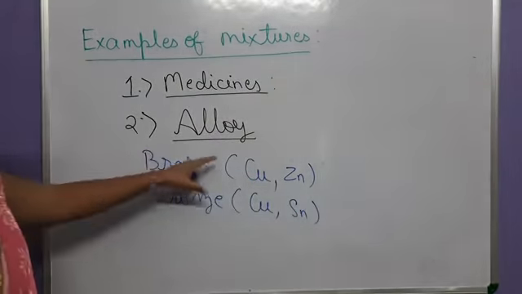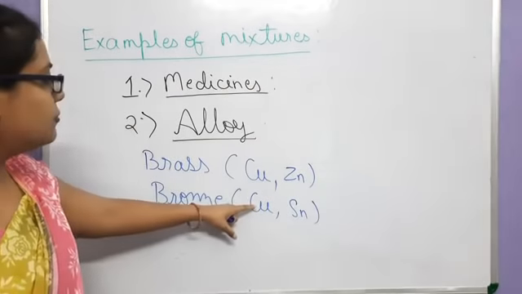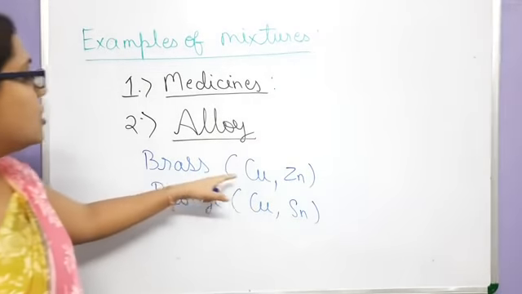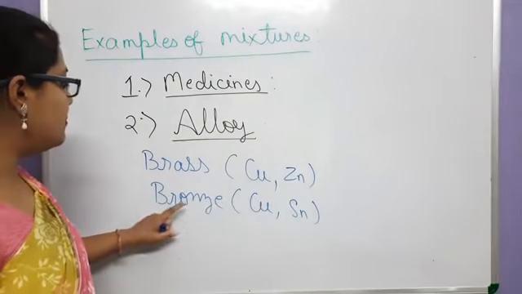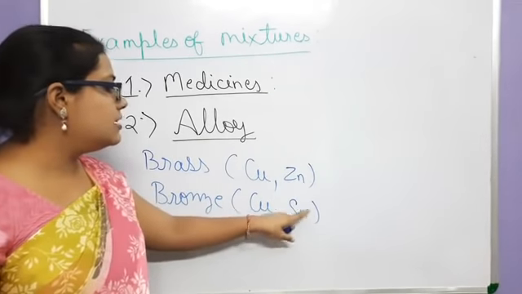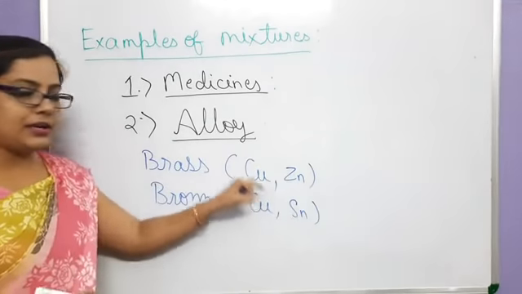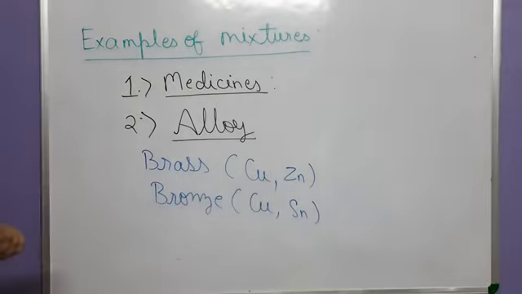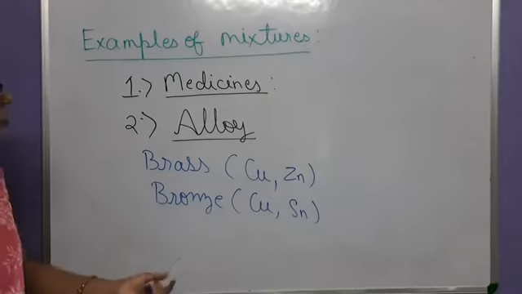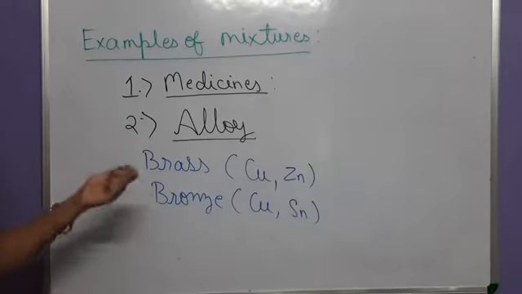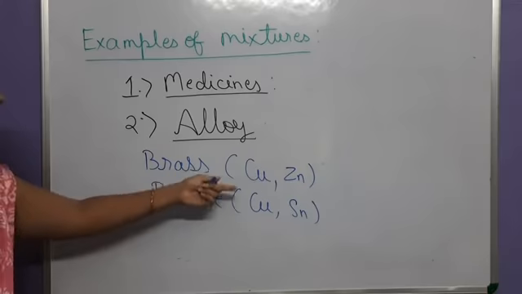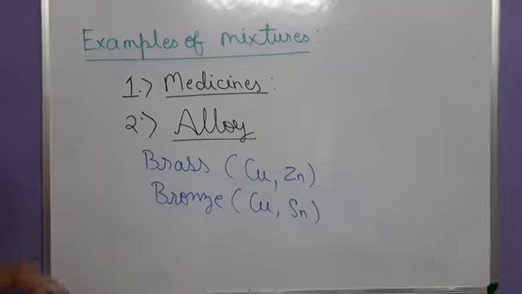Brass is an alloy of copper and bronze is also an alloy of copper. In brass, copper is mixed with zinc, and in bronze, copper is mixed with tin. So these are the alloys of copper. Now why are they made? Because they are more useful than copper. The original metal is copper, and these alloys were made because they show more useful properties than copper.